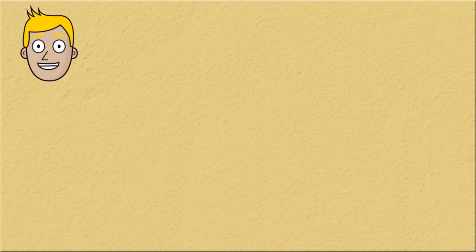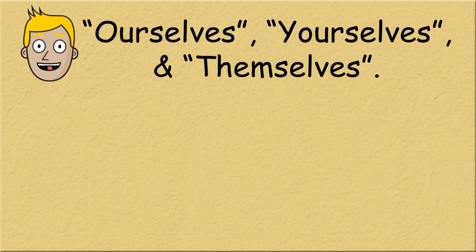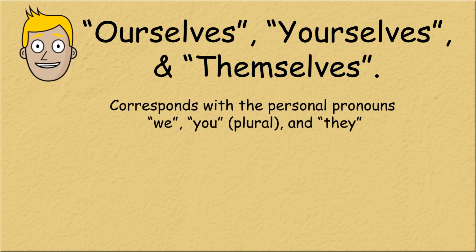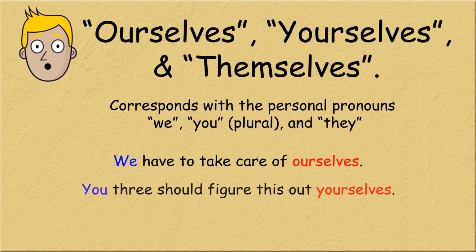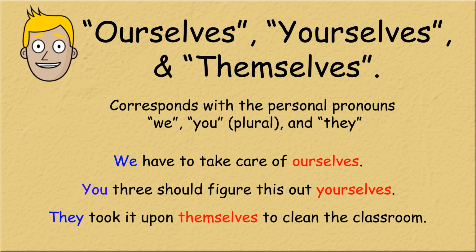Our final group of reflexive pronouns are ourselves, yourselves, and themselves. We use these pronouns when referring to the plural pronouns we, you, and they. Some examples are, we have to take care of ourselves. You three should figure this out yourselves. They took it upon themselves to clean the classroom.